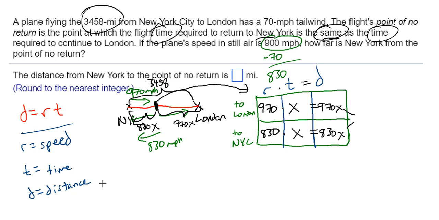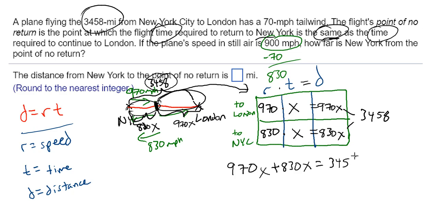So it might have been a little detail you overlooked, but it was at the very beginning. So the equation here is if I take this distance, which is the 830x, and this distance, which is the 970x, together it should add up to the total distance, which is 3,458. Right. All right. And so that's my equation. And I only need one equation this time because I only used one variable. So we have 970x plus 830x, and that equals 3,458.